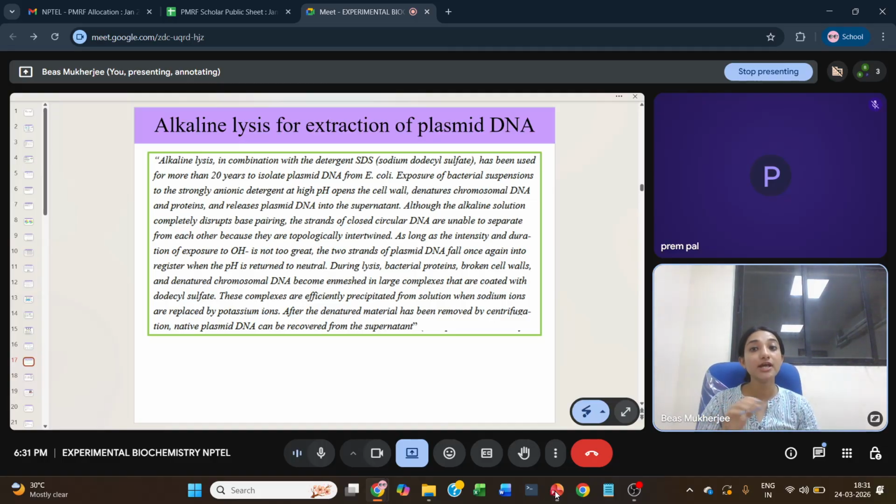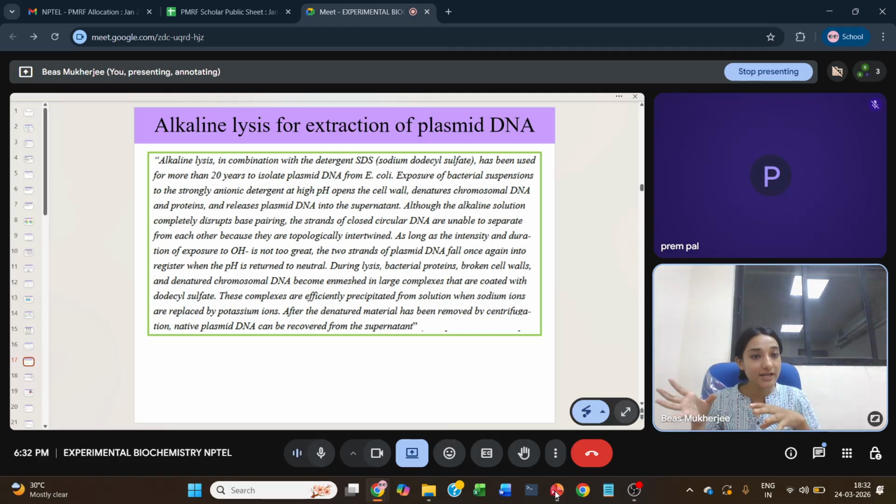Although the alkaline solution completely disrupts base pairing, now the interesting thing is both chromosomal DNA and the plasmid DNA get denatured, right? But the plasmid DNA, even though it is denatured, the strands are still close by because it has this supercoiled configuration. So the strands are very, very close by. So what happens when you remove that high pH conditions, then once again they come close by and they will form the hydrogen bonds, and it will once again become renatured DNA, right?